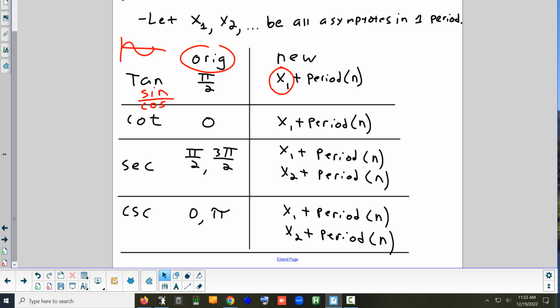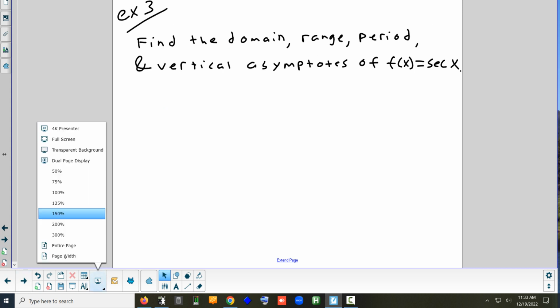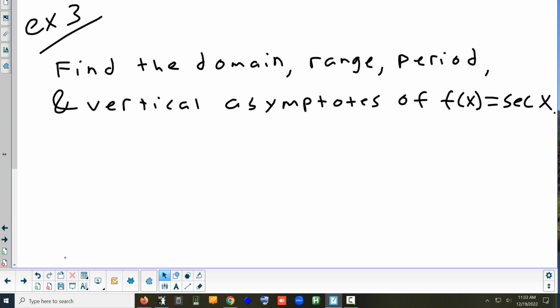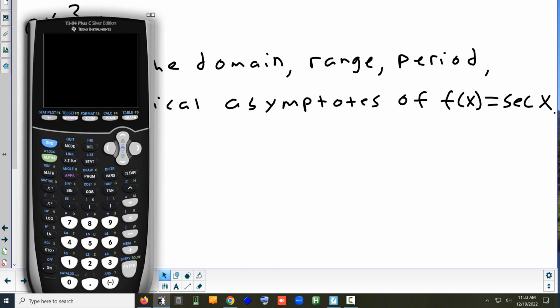Okay, does everybody have the table? So this is a question that doesn't even have any transformations in it, just asking you about the basic secant function. Let's put the graph of it up so we can look at that kind of while we're doing it.